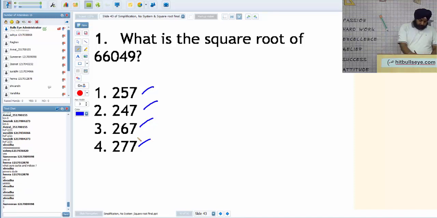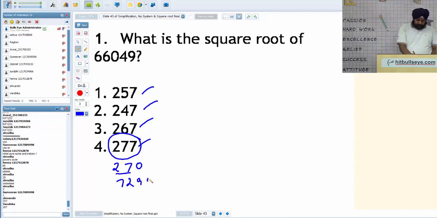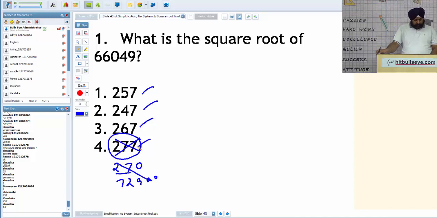No, Shraddha, it's not second. Sumeran, it's first. It may be 277. Absolutely. Had it been 270, 27 square is 729, so the figure should have been more. So 277 is even greater than this. So 277 is not the answer.